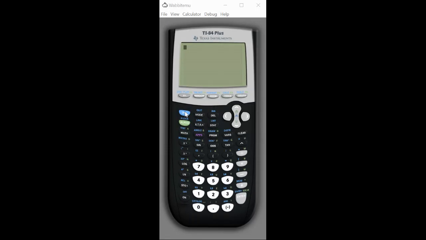So first thing I need to do is go to second function, go back to our favorite vars menu, and I'm coming down to number 2, normal cumulative distribution function. I'll never use the first one. I'll always use the second, and then in this chapter 6, we're also going to use the inverse norm, but not just yet.